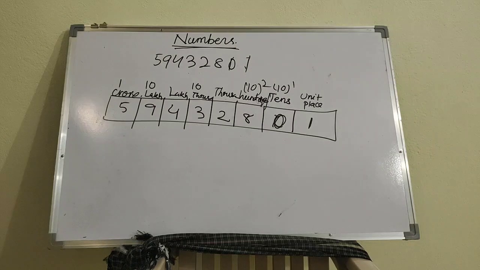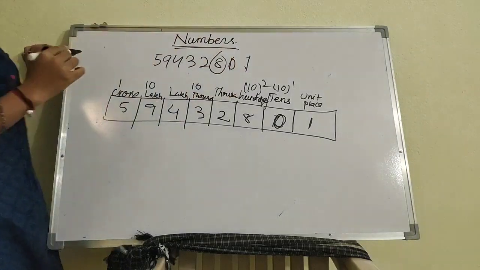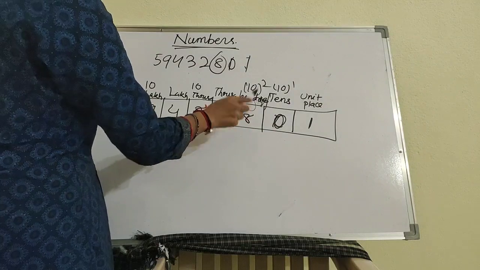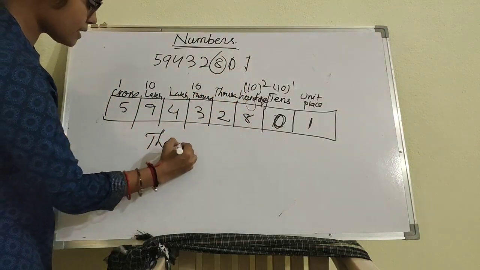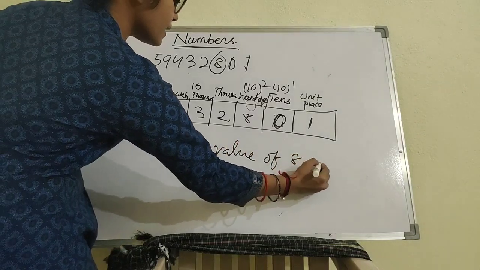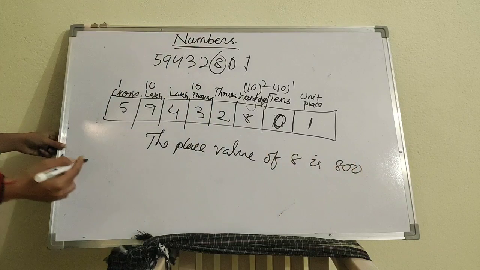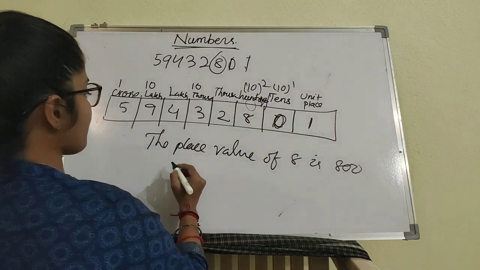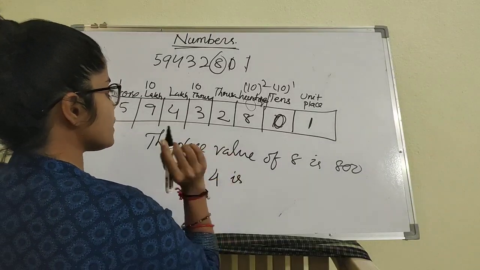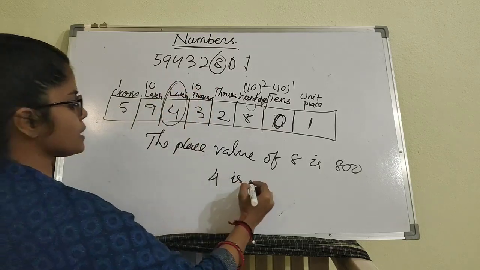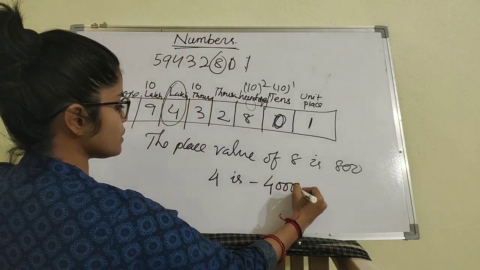So let me find out the place value of 8. The 8 is in the hundreds place, so the place value of 8 is 800. Suppose the place value of 4: 4 is in the lakhs place, counting 1, 2, 3, 4, 5, 6, so it is 4 lakh.